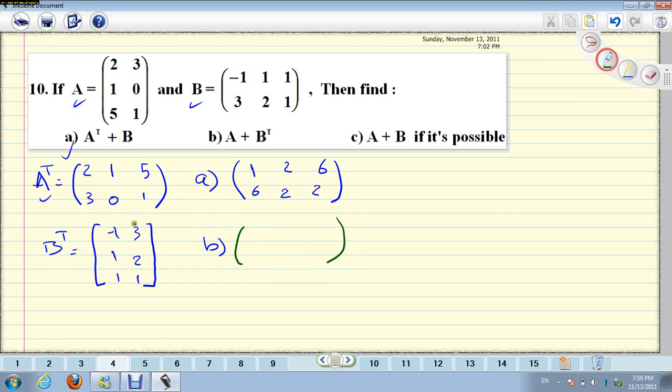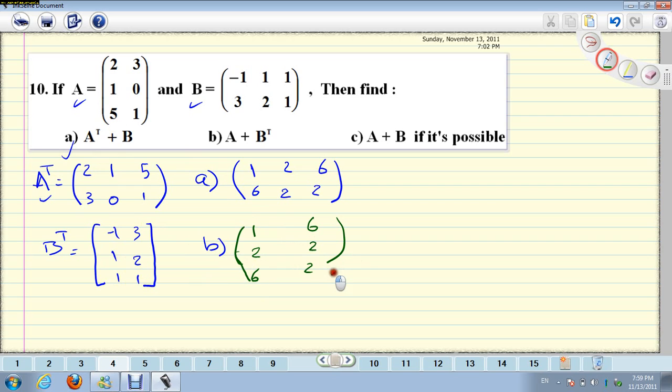Okay, 2 plus negative 1, it's 1, and 3 plus 3, it's 6. Okay, 1 plus 1, it's 2, and 2 plus 0, it's 2, and here finally 1 plus 5, it's 6, 1 plus 1, it's 2.